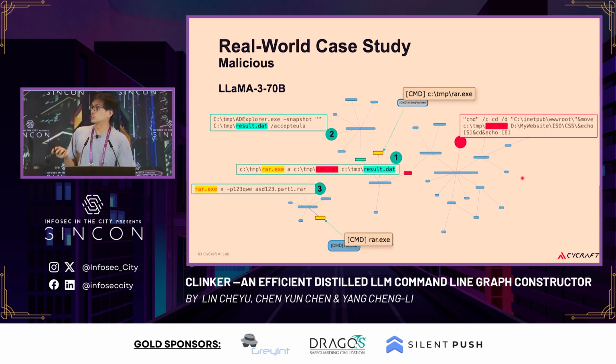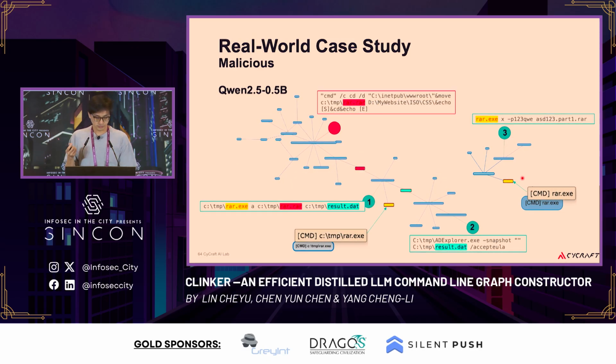Next, let's look into the distilled model generated graph. Roughly speaking, the two graphs look very alike: events 1 and 2 are connected to the malicious events, and event 3 is disconnected as well. So in terms of connectivity, the distilled model seems to work quite well. But if we look more closely into some details, there are still some defects.